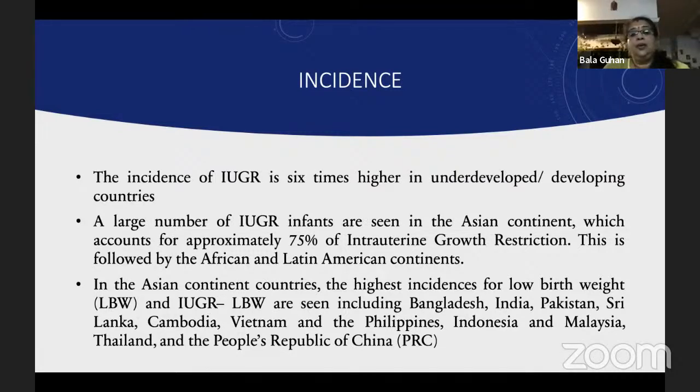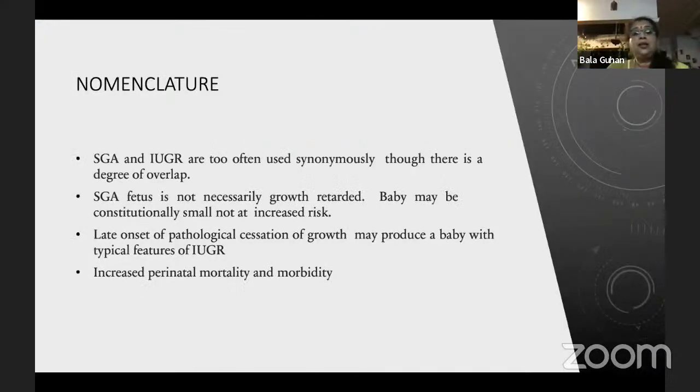The incidence of IUGR is 6 times higher in underdeveloped or developing countries. As we know, it is 75% more in the Asian countries, and countries like Bangladesh, India, Pakistan, Sri Lanka, Cambodia, Vietnam, Philippines, Indonesia, Malaysia, Thailand, and People's Republic of China have the highest incidence of low birth weight and IUGR babies among the Asian countries.